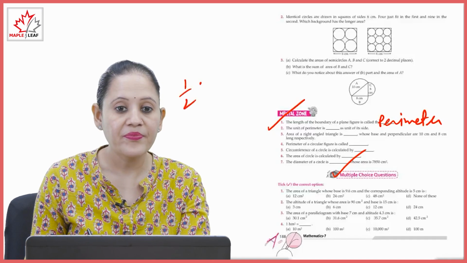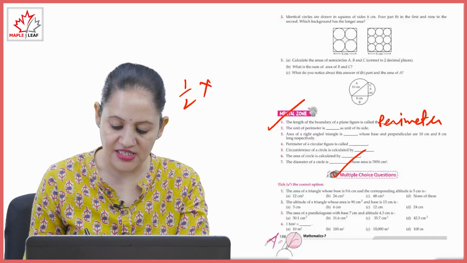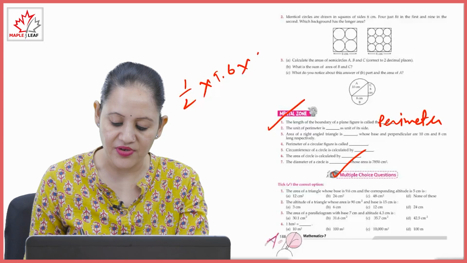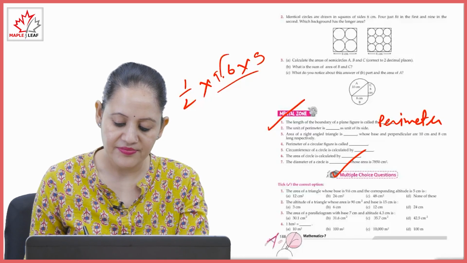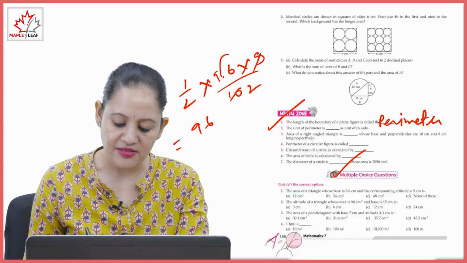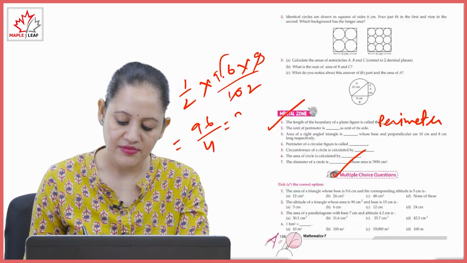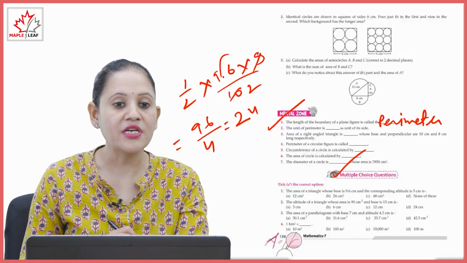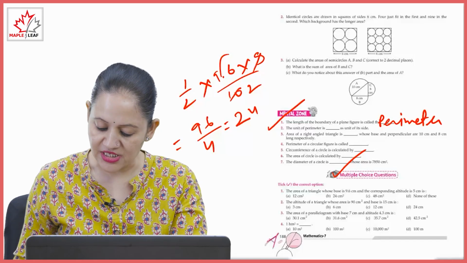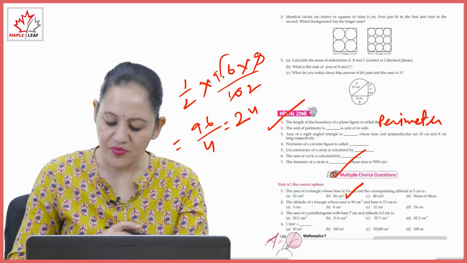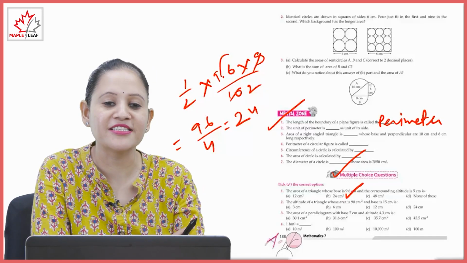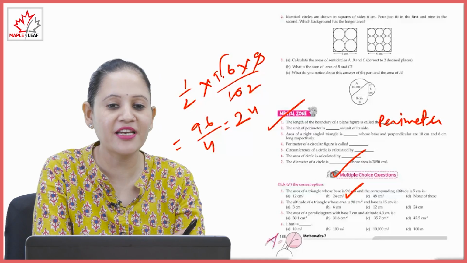1 by 2. Here base is 9.6 and altitude is 5. That is equals to 24 centimeters square. So B is the correct option here. Here we end the chapter. I hope you understood the chapter and how to practice it.